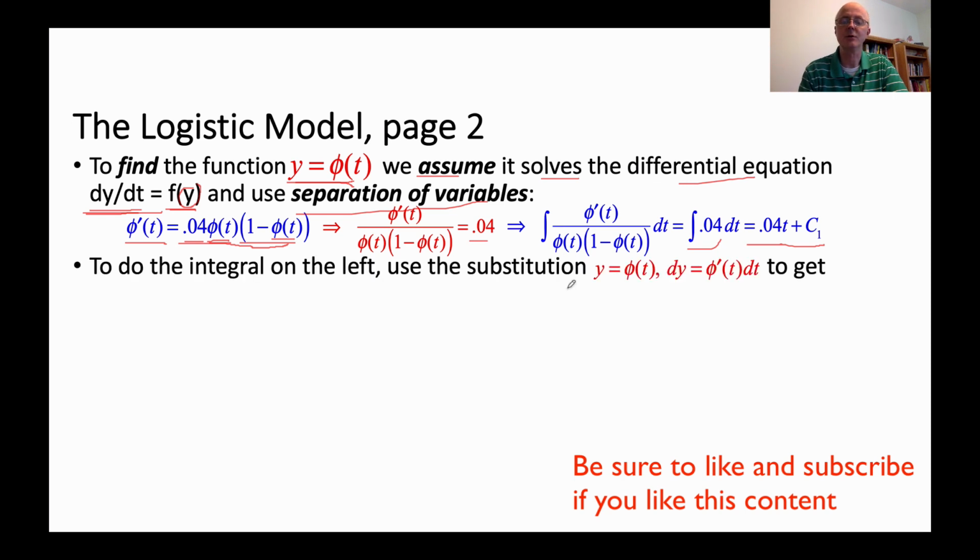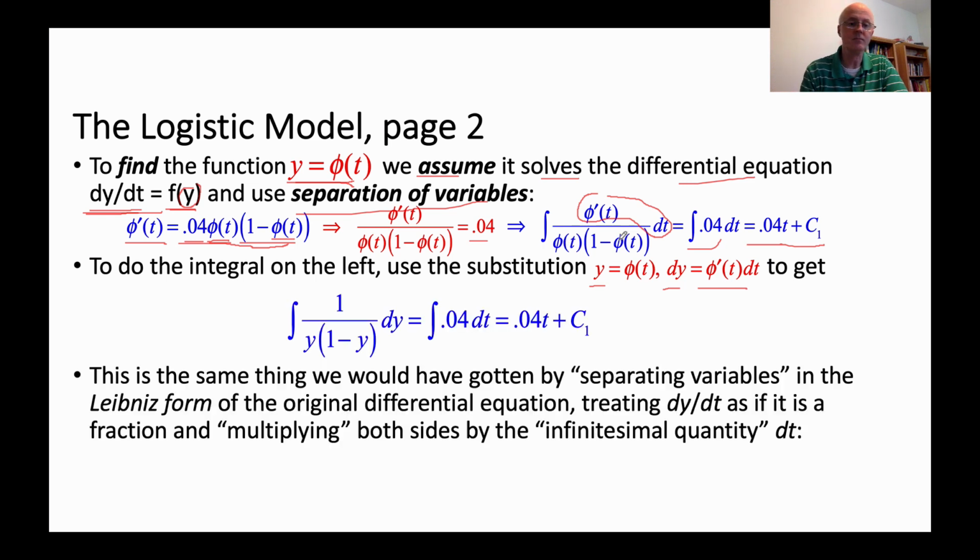Essentially, you can use a substitution. Typically, in Calc 1 and Calc 2, you use the letter u or w for your substitution, but here we are going to suggestively use the letter y. If y is phi of t, then dy in your substitution will be phi prime of t dt. The phi prime of t dt can be replaced by dy, and on the bottom you get a y times 1 minus y. The equation becomes this.